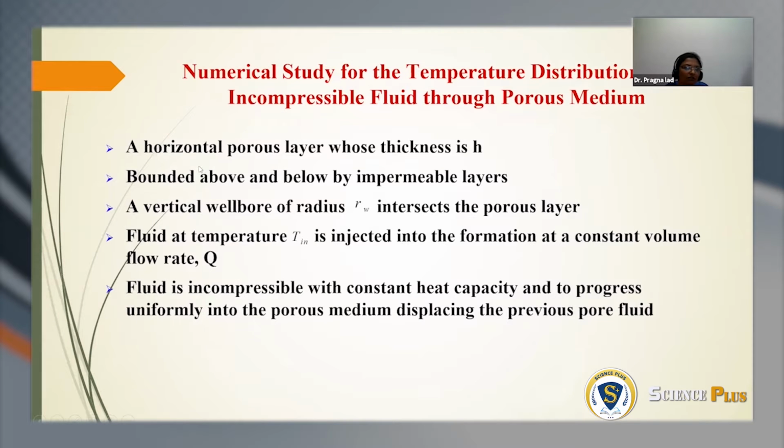Here, I have considered a horizontal porous layer whose thickness is h, and it is bounded above and below by impermeable layers. A vertical wellbore of radius Rw intersects the porous layer. Here, fluid at temperature Tin is injected into the formation at a constant volume flow rate Q. The fluid is incompressible with constant heat capacity, and progresses uniformly into the porous medium, displacing the previous pore fluid.